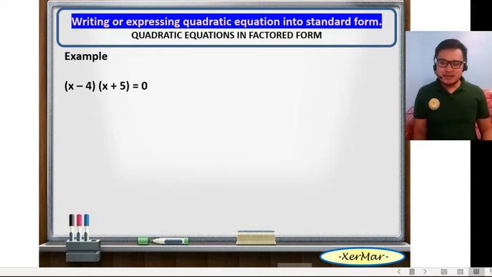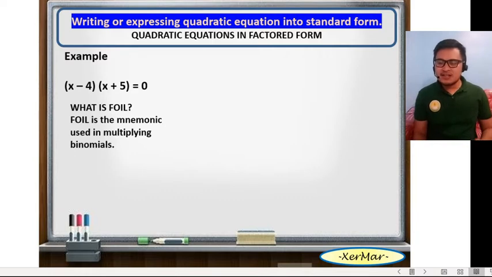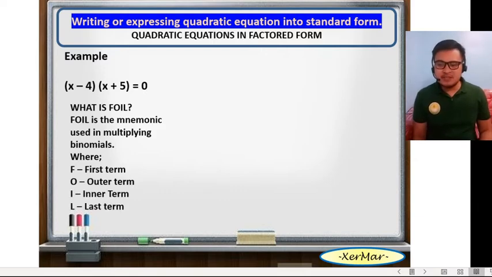First we have to get the product of these two binomials. But how? We will use FOIL. But what is FOIL? FOIL is the mnemonic used in multiplying binomials, where F stands for the first term, O for the outer term, I for the inner term, and L for the last term.